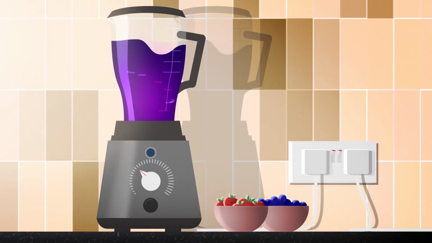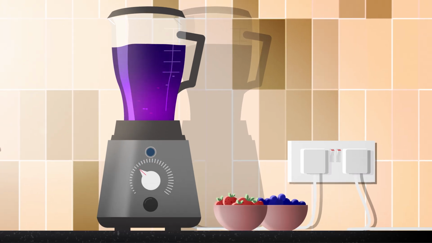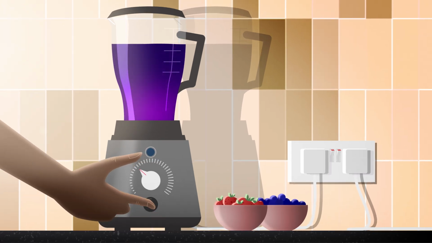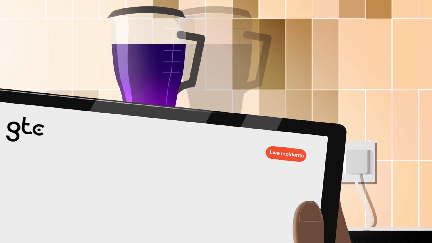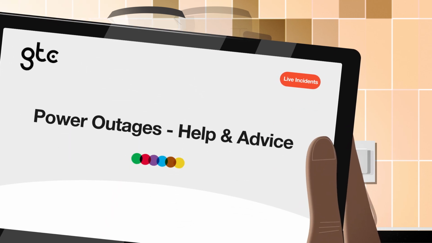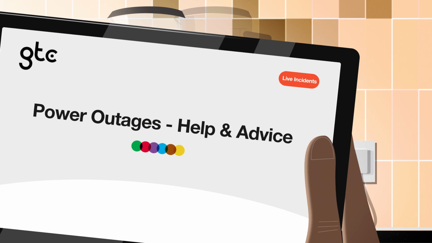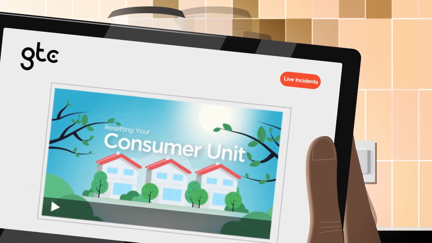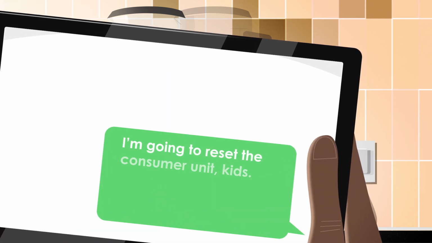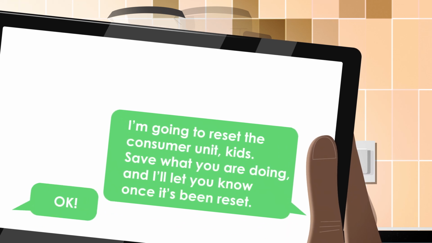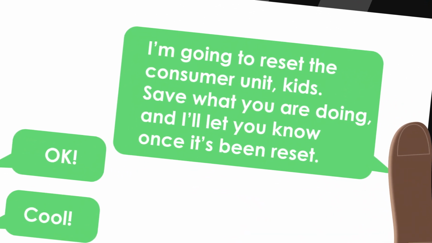Or it may be due to an internal electric circuit being overloaded or being tripped by a faulty piece of equipment. By following some simple instructions, we can help you determine the cause of your power cut and get you up and running as soon as possible. Just remember to tell other members of your household before you begin.